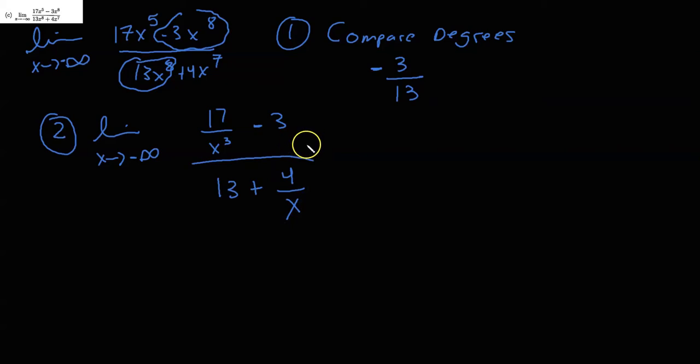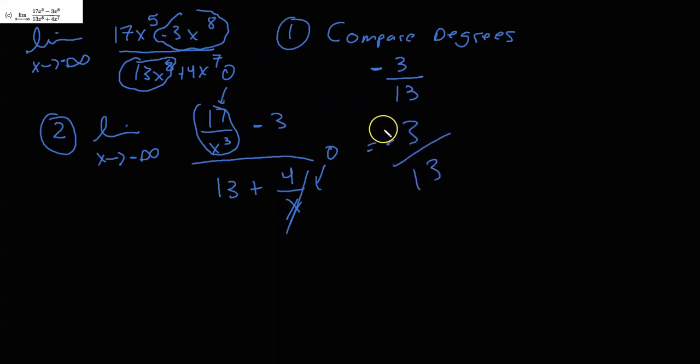Alright, and now what happens if you plug negative infinity inside? This term would go to 0, because 17 over a really large negative number will go to 0 as it approaches negative infinity. This one would go to 0 as well. And then we will be left with negative 3 over 13. Same result, two different methods.